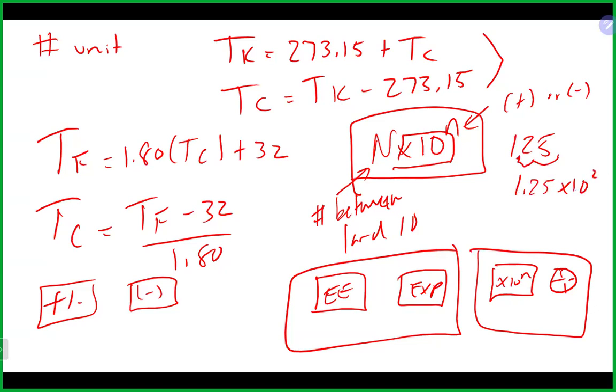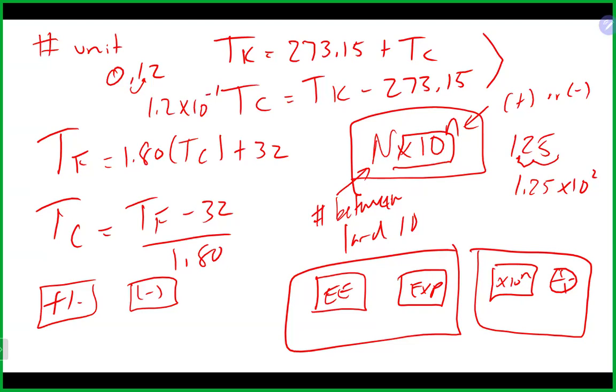And the 2 is how many places you need to move to get to a number between 1 and 10. And it's positive if it's a large number above 1, like 125 is, or you move it to the left, and it would be negative if it was a smaller number, like we had 0.12. It just needs to go one place to the right, and it'll be 1.2 times 10 to the minus 1.